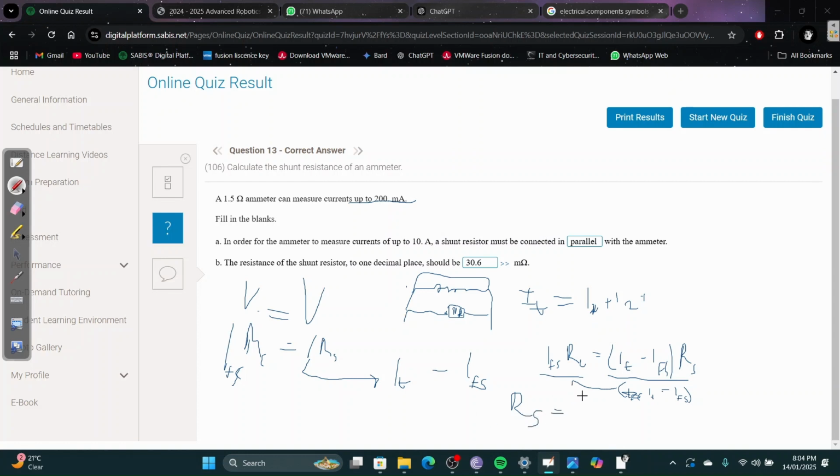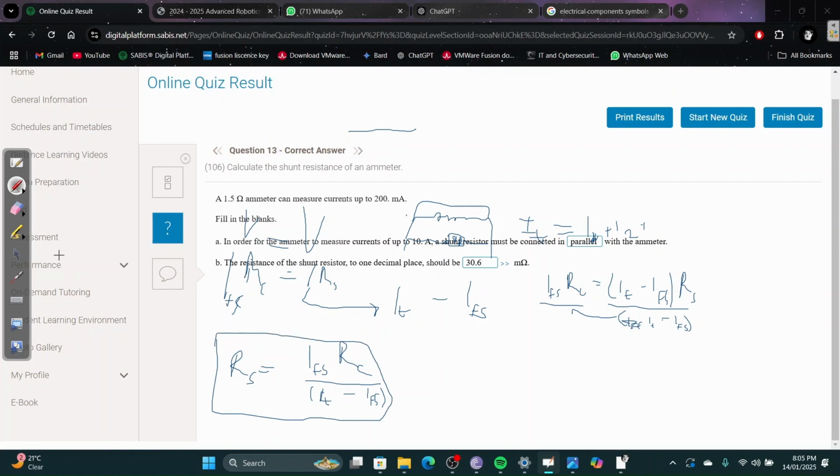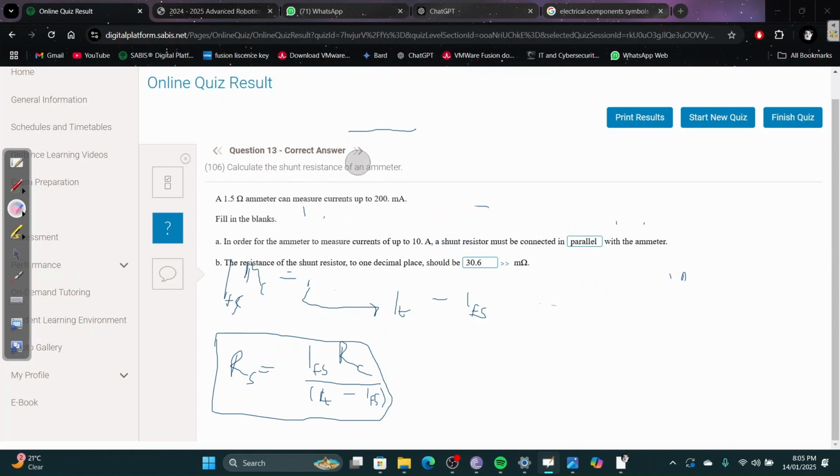So RS is gonna equal to, let me now erase this. This is where you should memorize the formula. RS is equal to IFS RC over I total minus IFS. Okay, this is our equation. So now everything else is pretty much irrelevant to us. Let me erase the derivation. If you want to learn the derivation, just watch this 20-second snippet again. Okay, now this is what we're interested in, our formula.